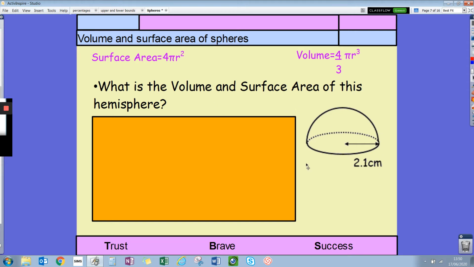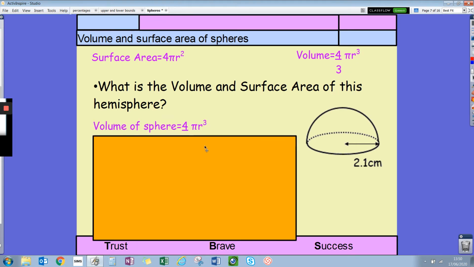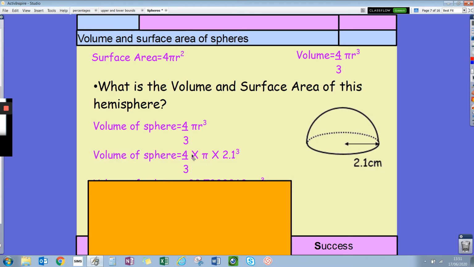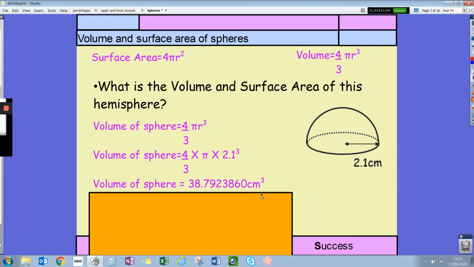So for the volume, if we imagine the whole sphere was here, we'd use 4/3 pi r cubed. So to begin with, we're going to do the volume of the sphere, which is 4/3 pi r cubed. And like we've done before, we're going to swap the r for 2.1 centimetres. So 4/3 times pi times 2.1 cubed. Pop that in your calculator and you get 38.7923860 centimetres cubed. That's the volume of the full sphere.